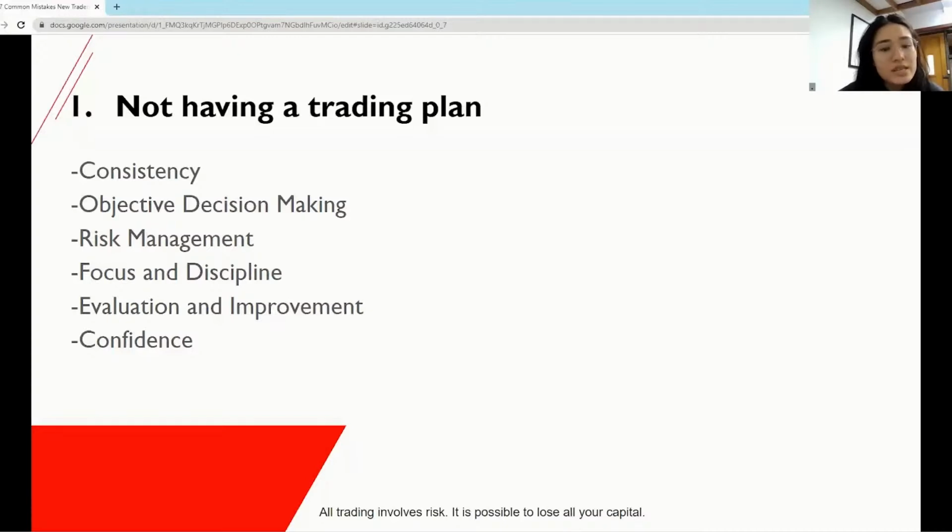Next, we have focus and discipline. A trading plan keeps you focused on your trading goals and prevents distractions. It helps you avoid impulsive trades or chasing after hot tips. Following a plan requires discipline and adherence to the rules you have set for yourself.